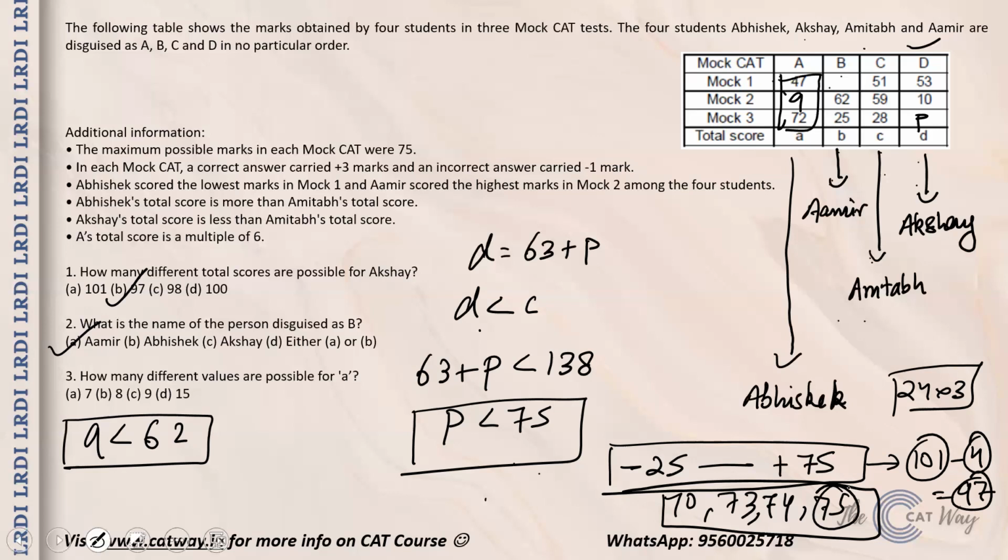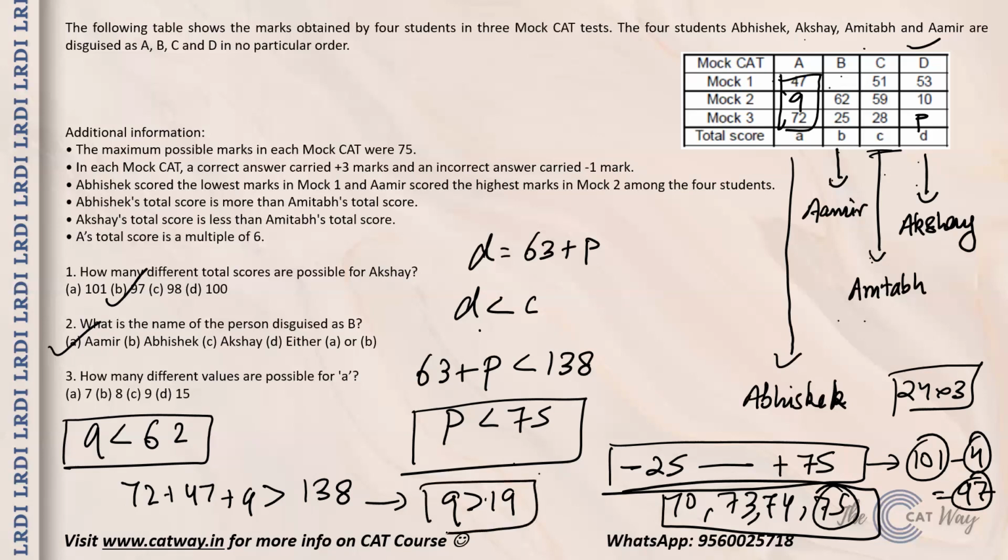And this is the total, that is 72 plus 47, and plus Q will be there. And this has to be greater than Amitabh's total score, that is 130. So from here, what we get is that Q has to be greater than 90. Now, from here, Q is less than 62, Q is greater than 19. So that means the possibility for Q is to range between 19 and 62.